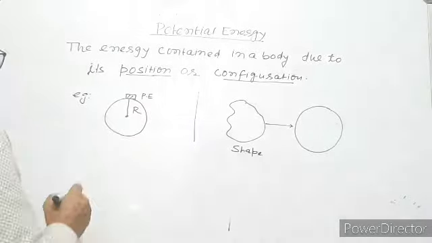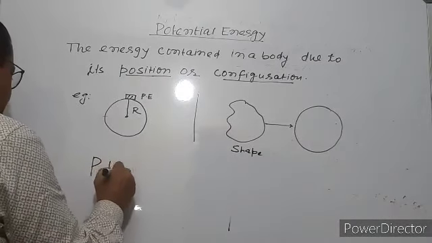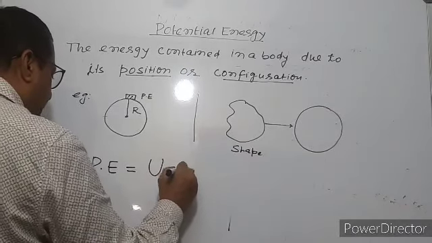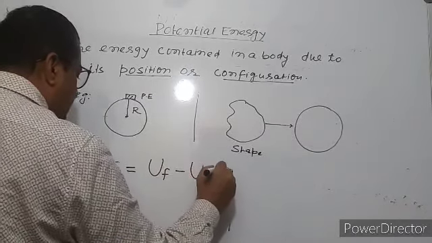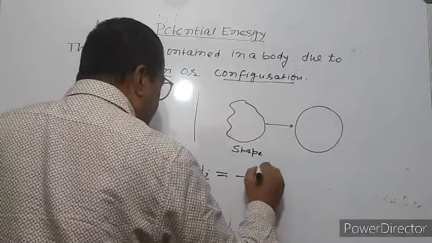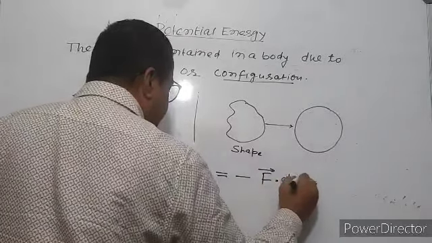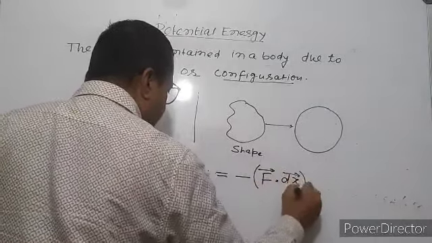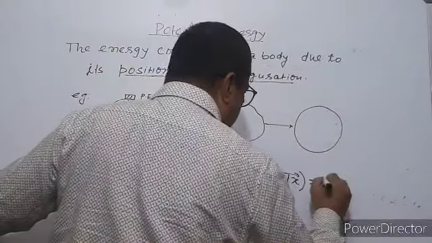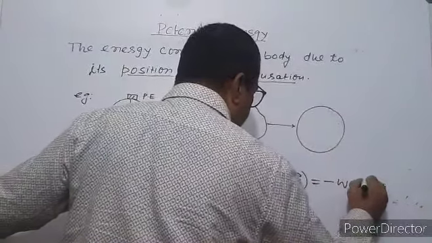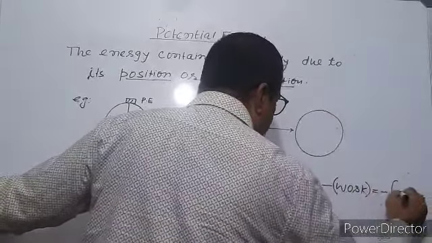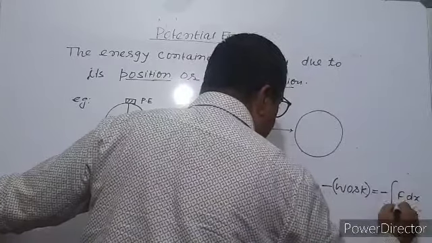Now potential energy can be calculated. Final potential energy minus initial potential energy is equal to minus integral F dot dx, work done. F dot dx is what? Work done. That is equal to minus of work done, or we can write here minus integral F dx from I to F.